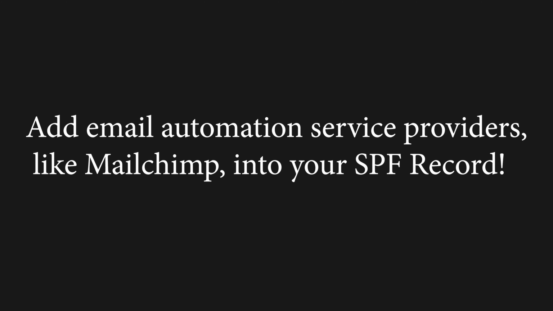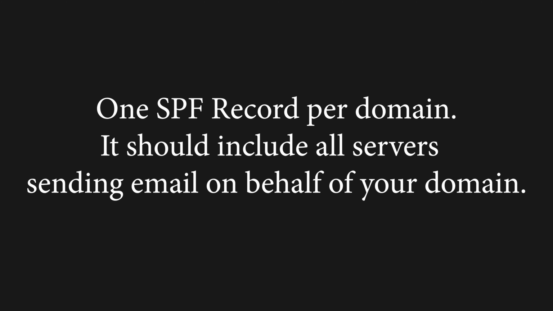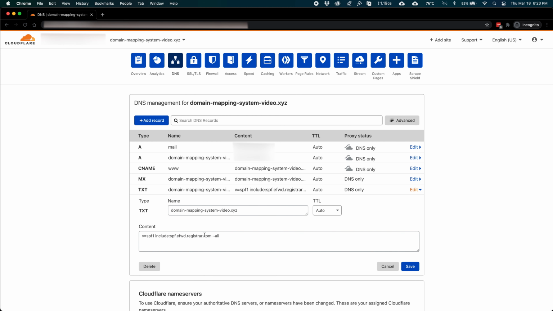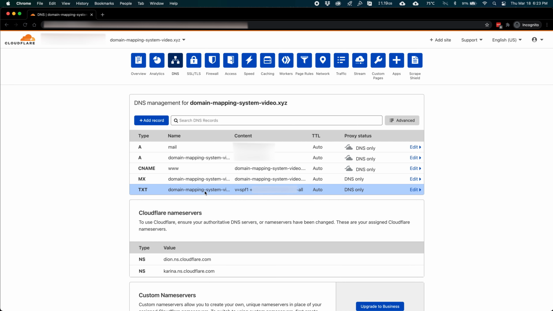For example, if you're using MailChimp or email automation providers, you'll need to add their server into your SPF record. You should only have one SPF record per domain, and it should identify all the verified servers for sending email from your domain. I'll enter my SPF record based on the details for my server and the guide in the description, and move on to DKIM.